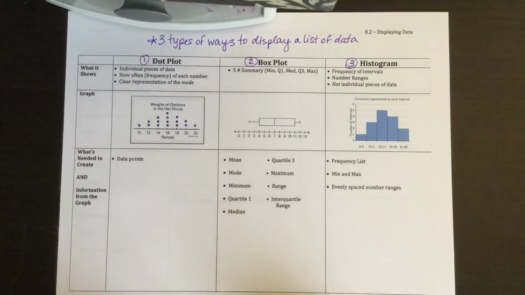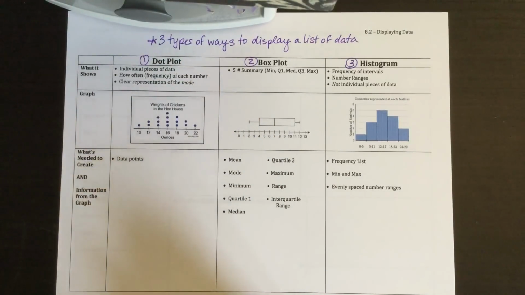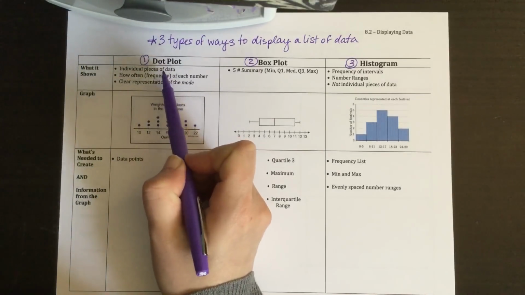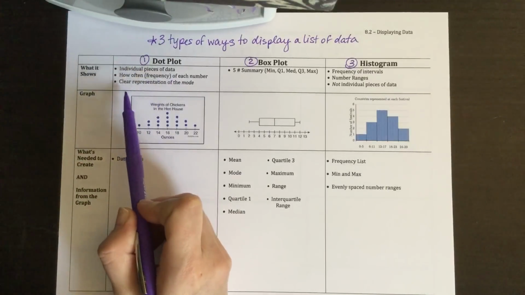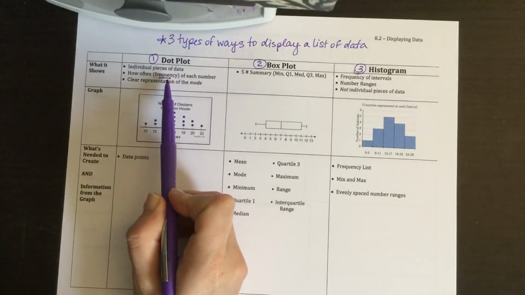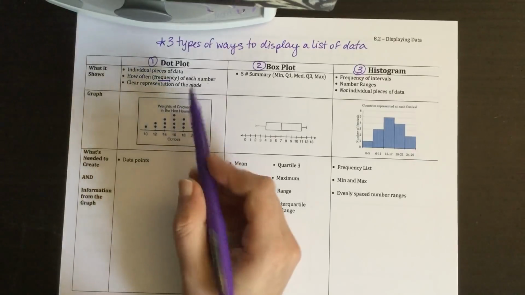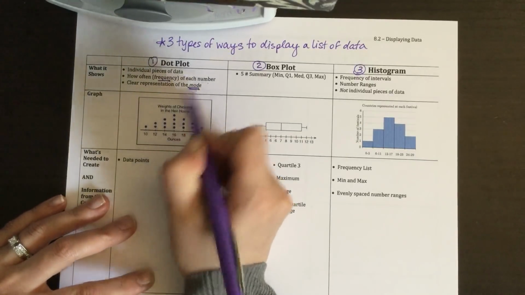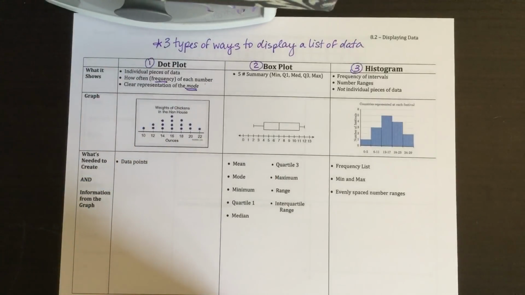Now, each one is going to give us a different kind of overarching view of our data. Okay. So a dot plot, we'll talk about that first. That's when we can see individual pieces of data. We can tell how often or how frequent each number occurs. And it's a clear representation of the mode, okay? Remember, the mode is the number that happens most frequently, all right?